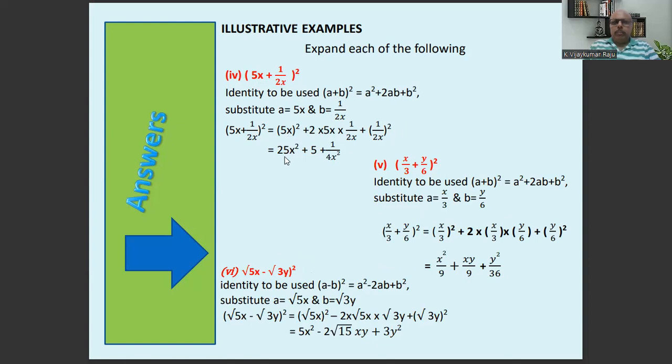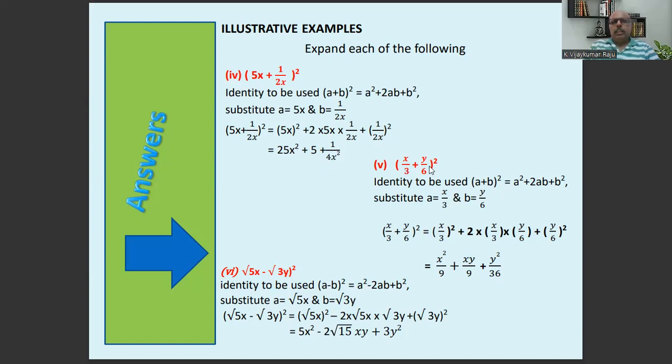(5x) square is 25x square. 2 and 2 will cancel. x and x also will cancel. Only 5 remains, so plus 5. Plus 1 square is 1. (2x) square is 4x square. Okay, so this is your answer.